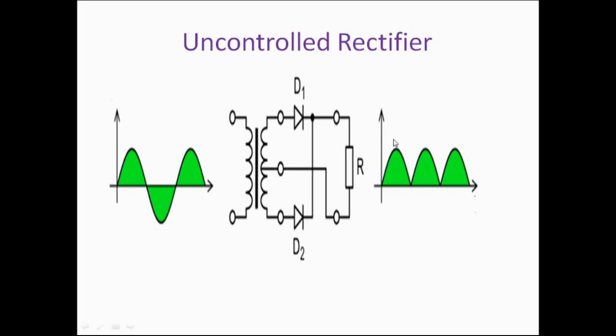Otherwise, this voltage we cannot change. In all cases, only this voltage is applied. Even if you want to reduce this voltage, average voltage, there is no option, thinking that the input voltage is constant in terms of magnitude and in terms of frequency, everything.